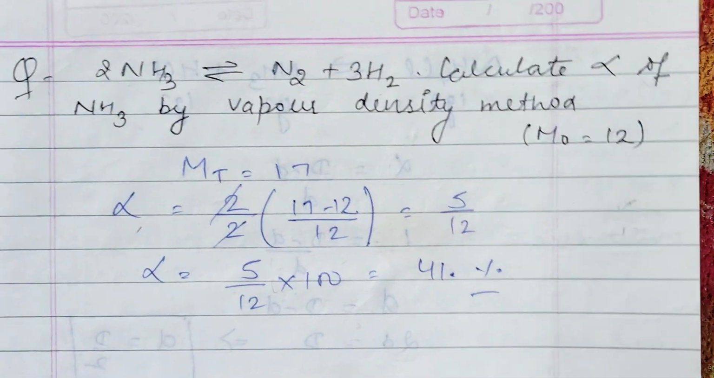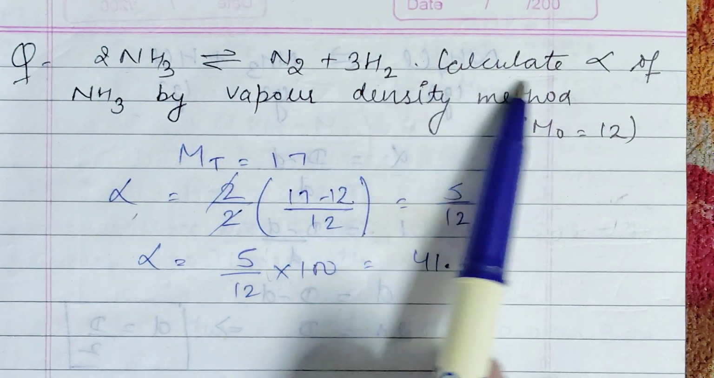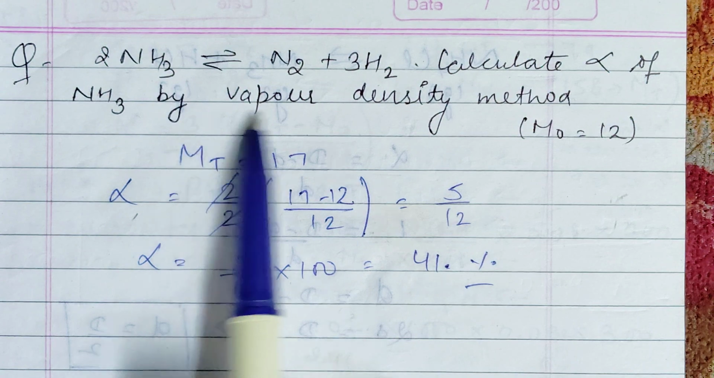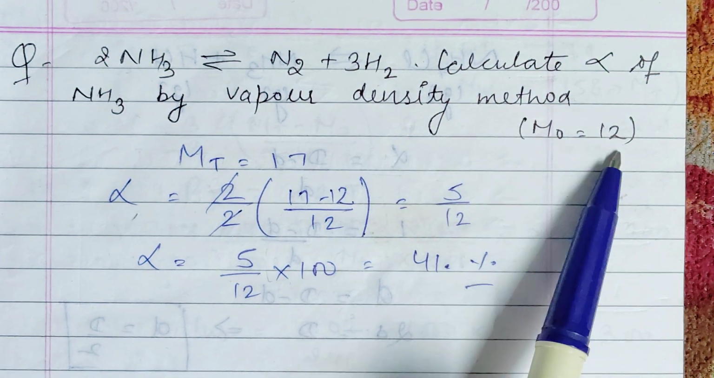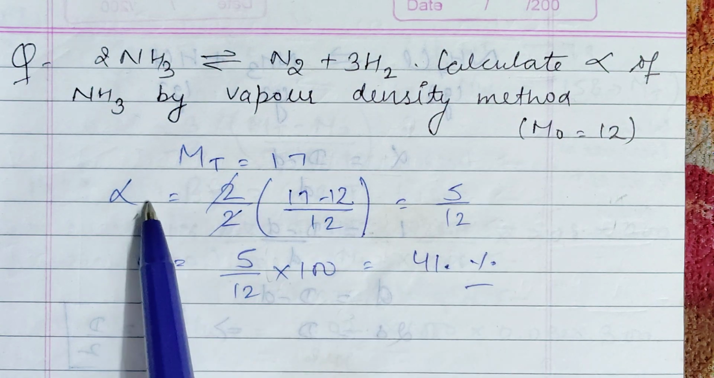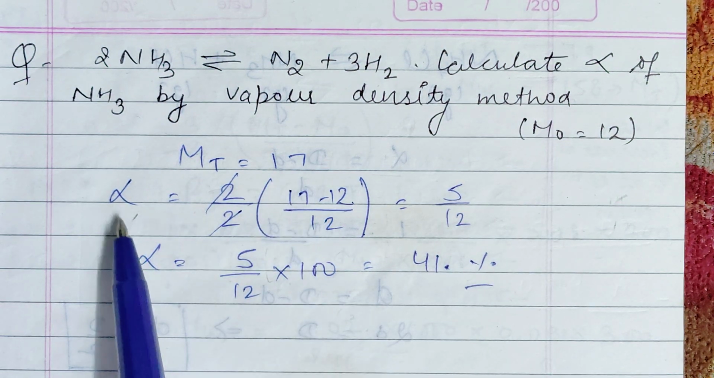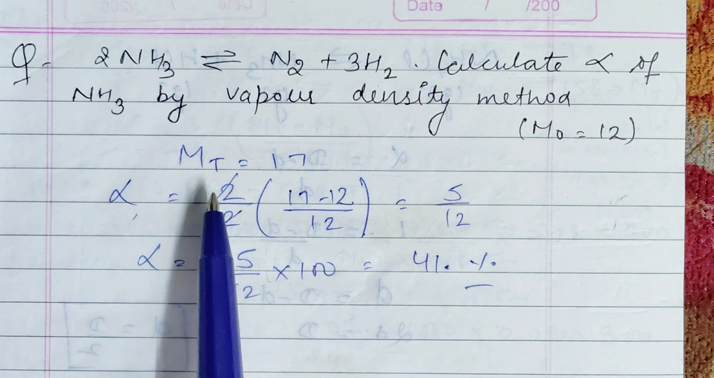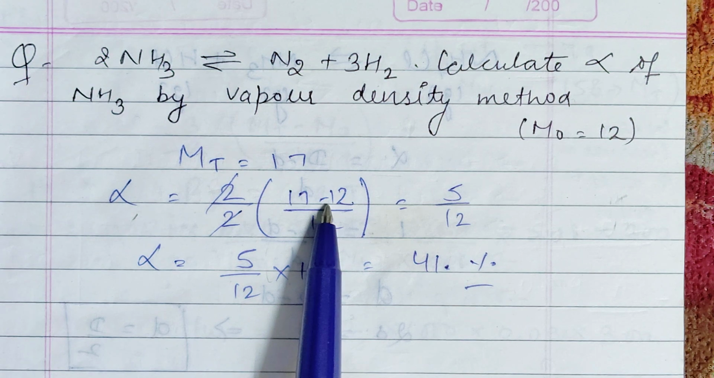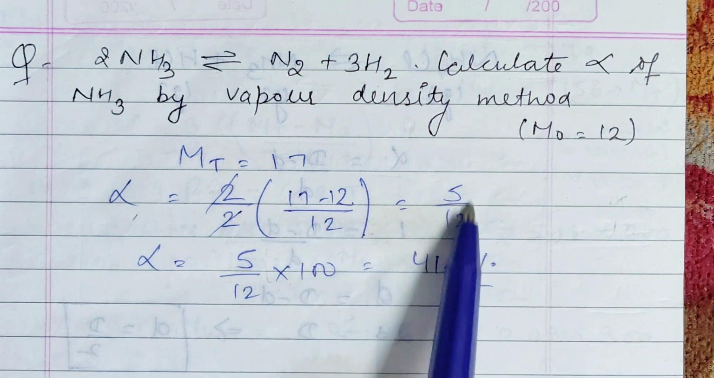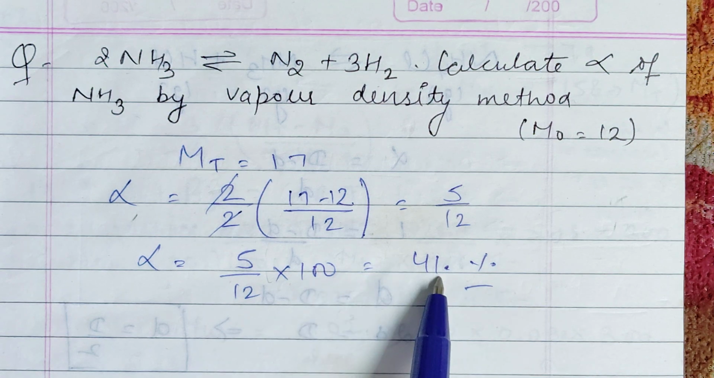Next is 2NH3 gives N2 plus 3H2. Calculate alpha of the NH3 by vapor density method. M0 is 12, so Mt is 17. So alpha is 17 minus 12 upon 12, that gives us 5 by 12. Alpha is 5 by 12 into 100, 41%.